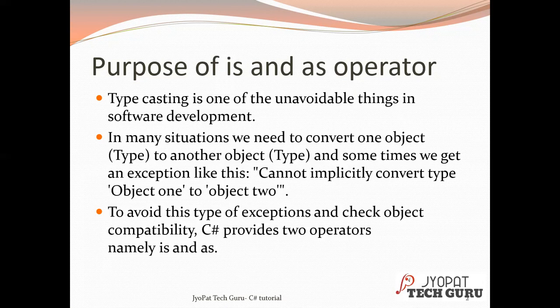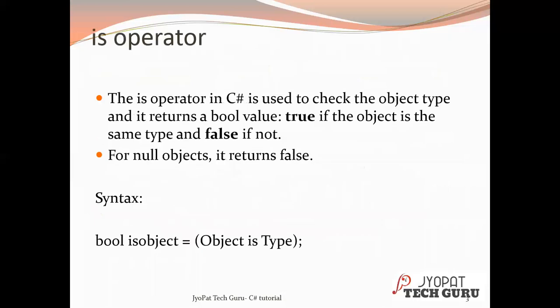Because of that, we have got is and as operators, which are very helpful whenever you are doing typecasting. Typecasting is one of the unavoidable things in software development. In many situations, we need to convert one object type to another object type, and sometimes we get an exception like cannot implicitly convert type object 1 to object 2. To avoid this type of exception and check object compatibility, C Sharp provides two operators, is and as. Let us see the practical implementations as well as advantages, syntax, and other things.